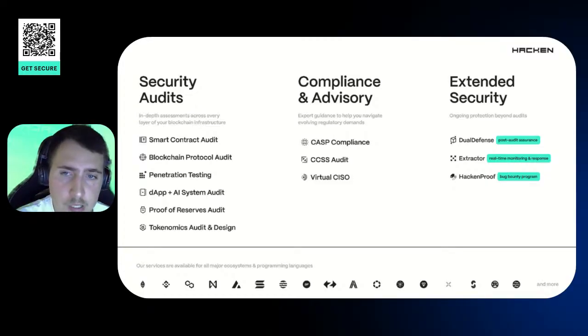We have the penetration testing, the app and AI system audit, because it's something that is evolving right now and also couldn't be left without attention. Proof of reserve audit and tokenomics audit and design. And if you see this list and compare it with the slides we shared with the lesson, you will see that these audits are needed everywhere.